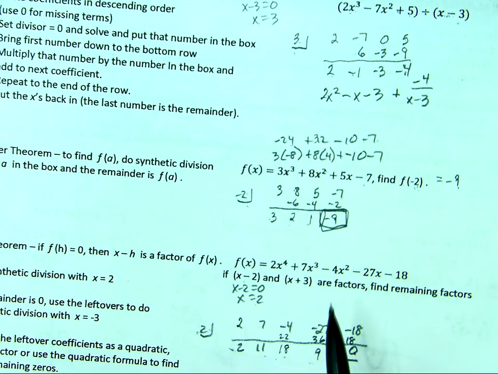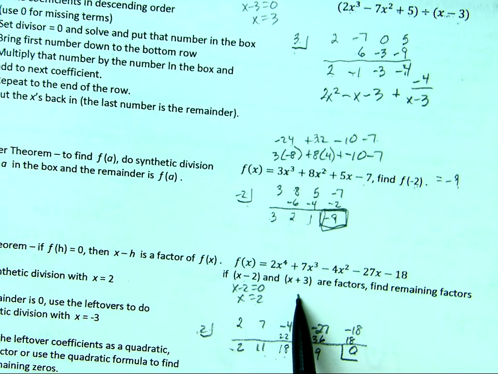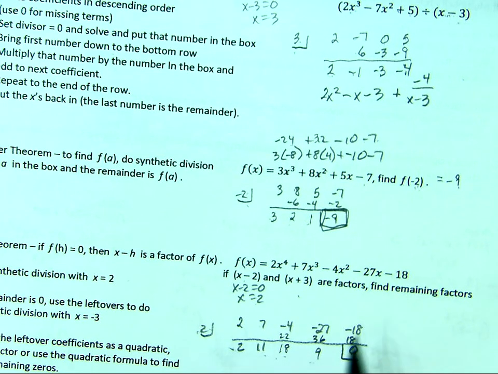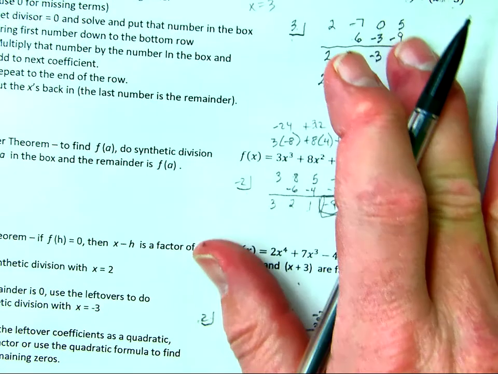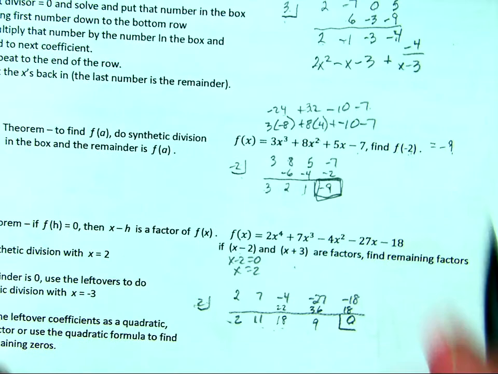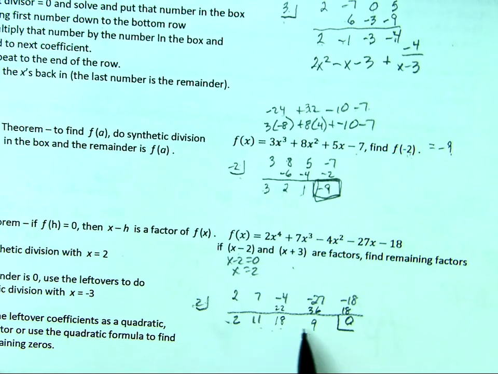And now, it also says x plus 3 is a factor. It's really important, once you find one that's a factor, don't go back to the original coefficients. Use the ones left over. In fact, that's what I call them, the leftovers. Use the leftovers when you do the next one. As long as you got a remainder of 0, use the leftovers for the next one.